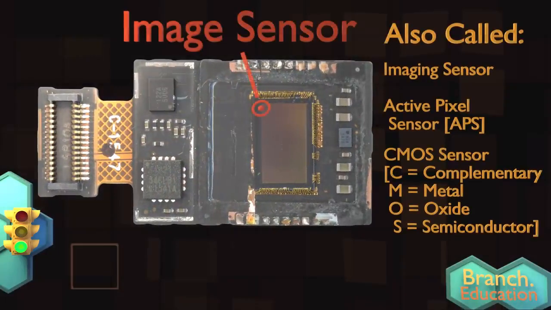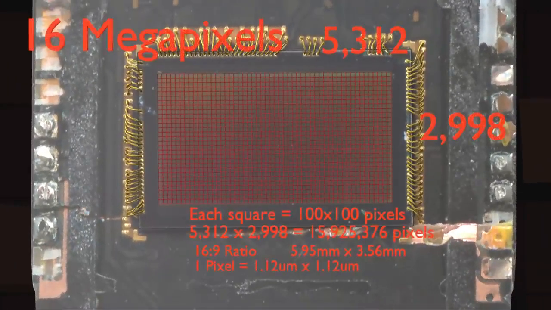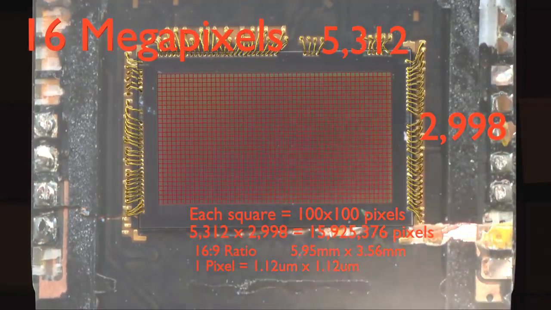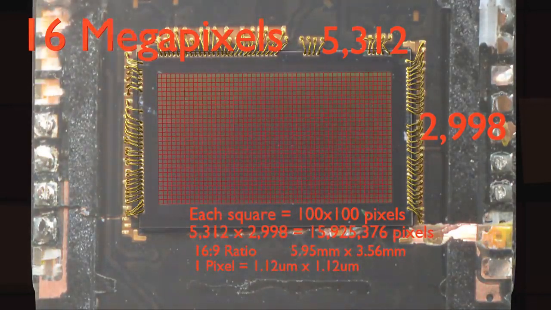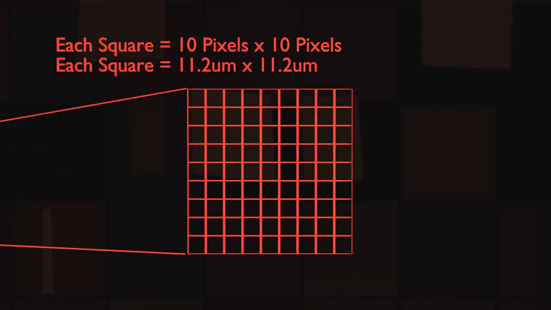The grid and nearby circuitry is called an image sensor, while each individual light-sensitive square in the grid is called a pixel. A 16-megapixel camera has about 16 million of these tiny light-sensitive squares or pixels in a rectangular grid. Here we have a zoomed-in image of an actual sensor, as well as an even more zoomed-in cross-section of a pixel.